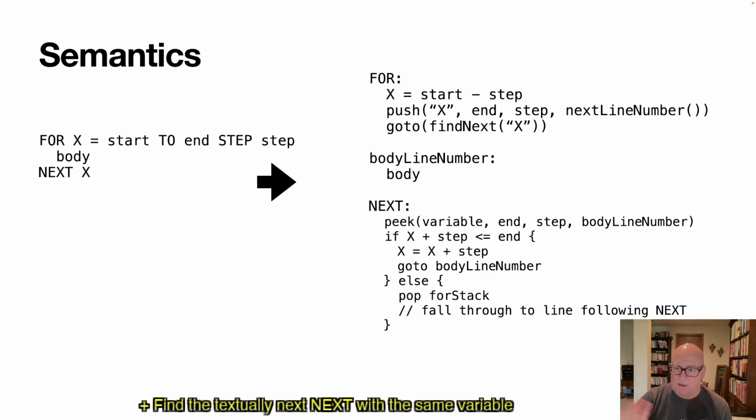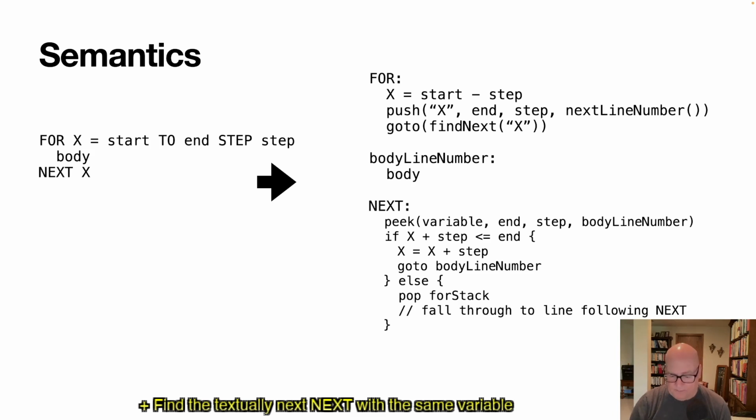We maybe have some range issues on the edges of things, but this way, since we're not incrementing until we know we're going into the loop, then we know that the last time through we'll have that value that we're supposed to have. Okay, now if we are greater than end, then we need to stop the loop. So we're going to pop the for stack and just fall through to the line after the next statement.